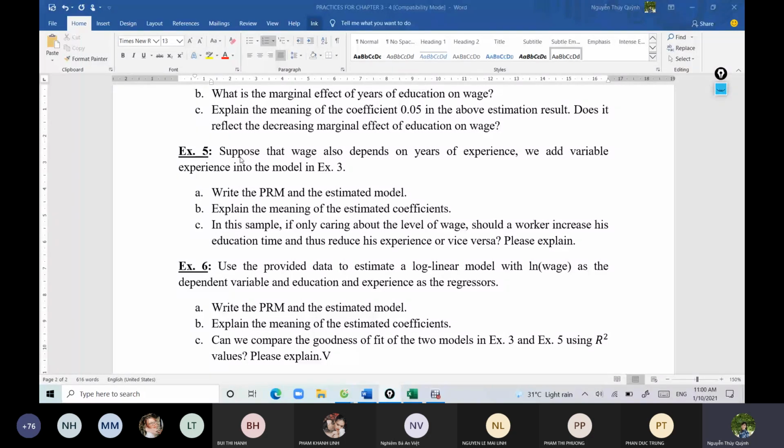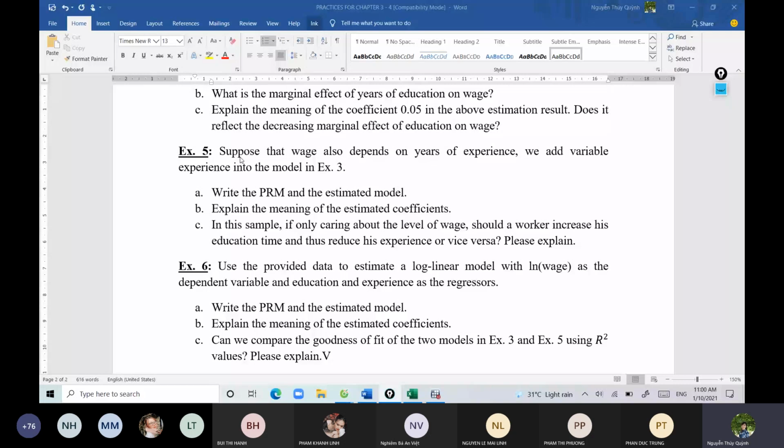So now for a worker who just cares about the level of wage, he should increase the educational time and thus reduce the experience. All right. That is the answer for question C. But remember that here we say that in this sample only. Now, if we want to ask that question for the whole population of interest, you have to do a test. Remember that.